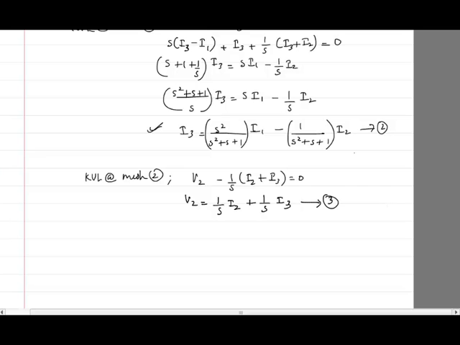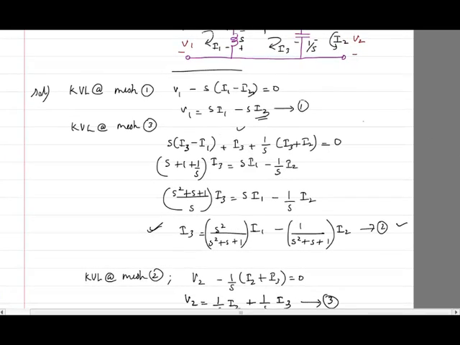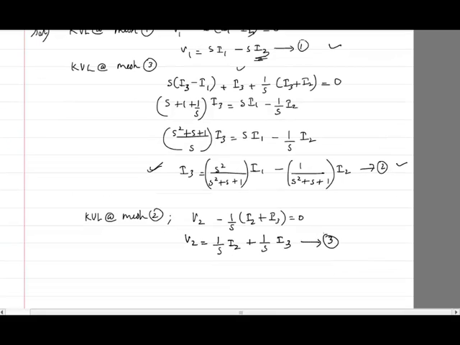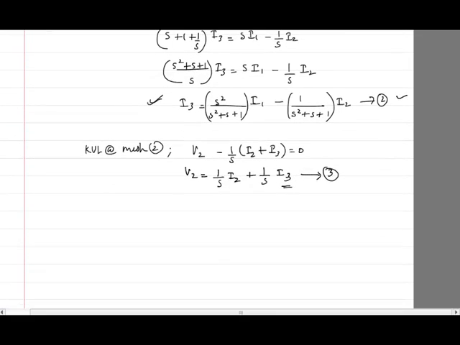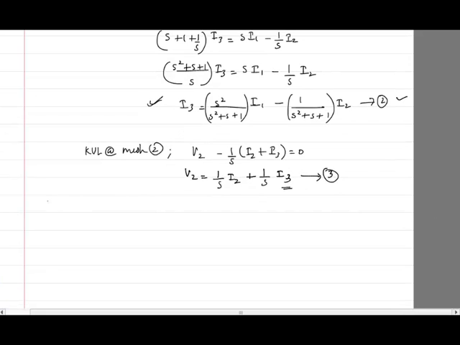I3 I already have in equation number 2. I can substitute that in equation number 1 and get rid of this I3 as well as this I3. Okay, and I will get all the equations in terms of V1, I1 and V2, I2. So therefore I will substitute equation number 2 in 3.